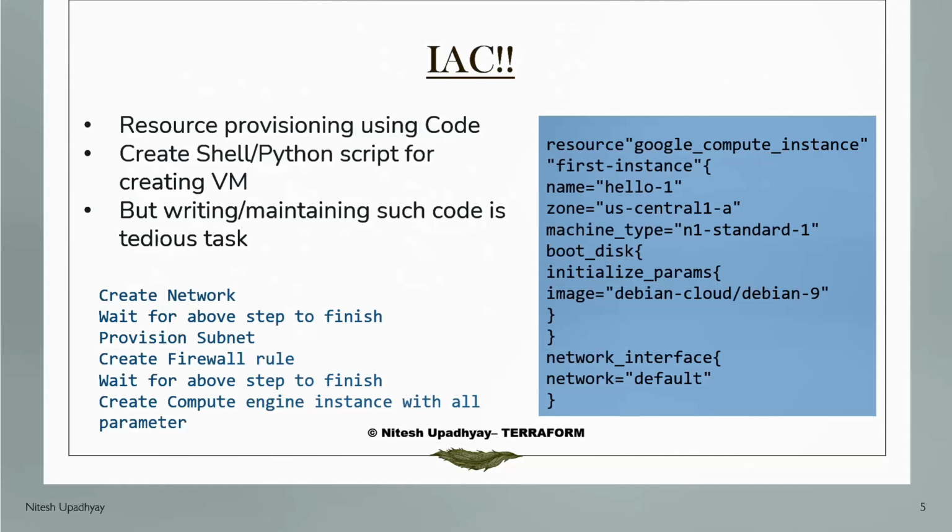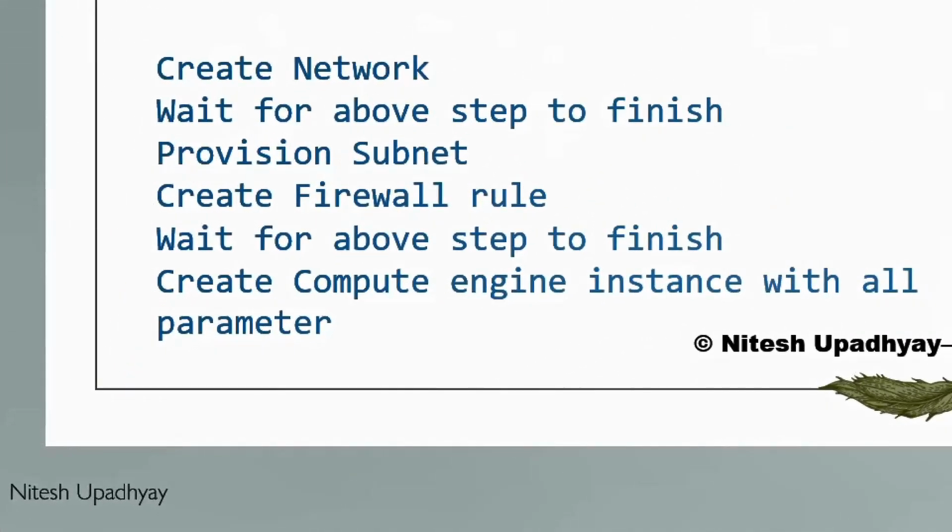Let's take an example to understand in more detail. Let's say you are going to create some kind of VM inside Google Cloud Platform. So you write a shell script like: create network, wait for the above steps to finish, provision subnet, create firewall rule, again wait for the above steps to finish. After that, create a Compute Engine instance with all the parameters which have been created.